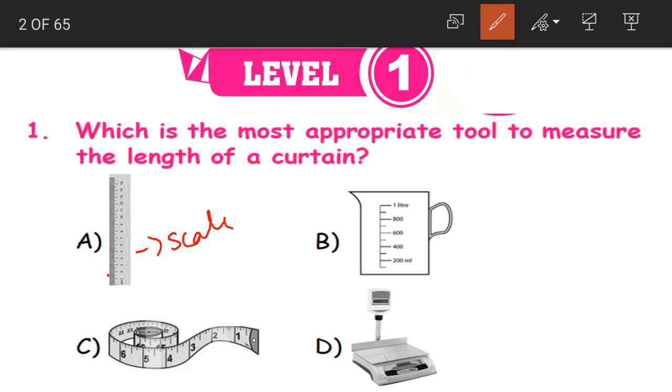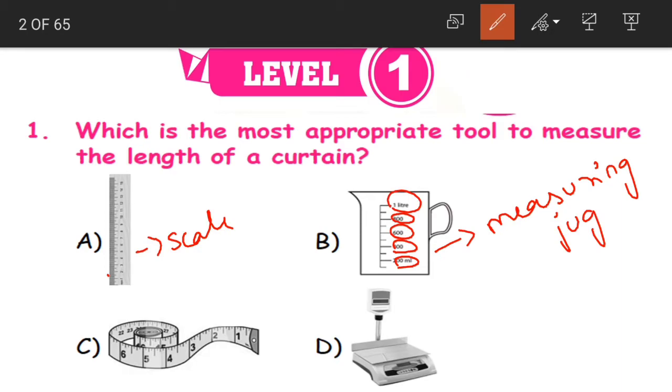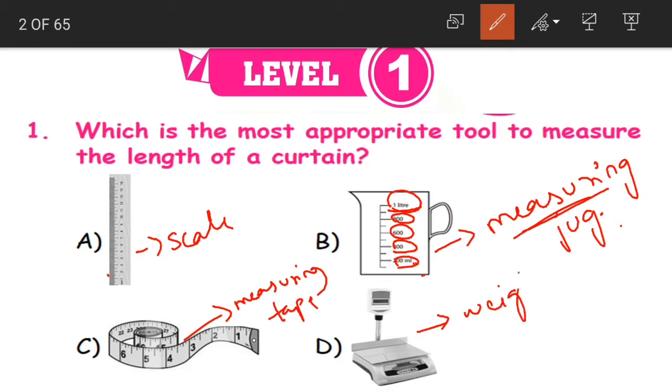Option A is a scale, option B is a measuring jug. What is option B? We are having a measuring jug. If you look at the jug carefully, we have markings on it: 200 ml, 400, 600, 800 and 1 liter. So this type of jugs with marking are used for measuring. So this is called a measuring jug. Then we have a measuring tape, and option D is a weighing scale. Yes or no?